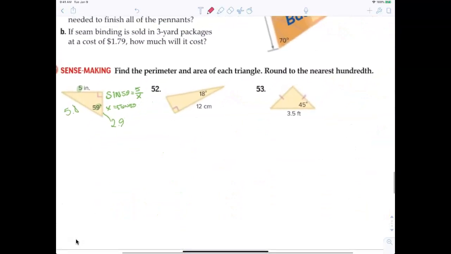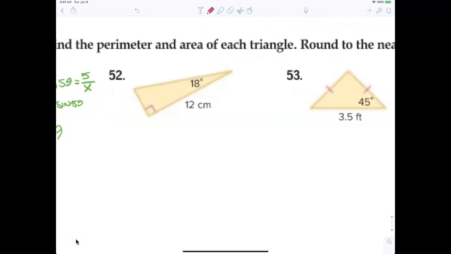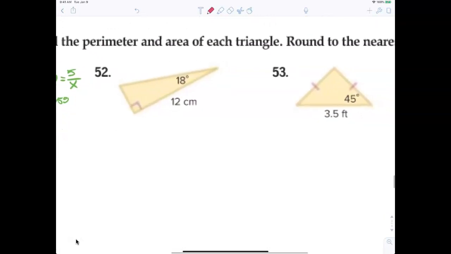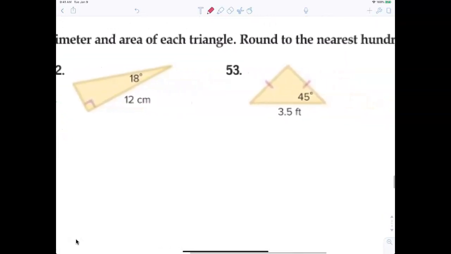Yay, good job. All right, so we're going to find the perimeter. Now, do we understand the perimeter just means what? The distance around the triangle, right? So all we have to do is find all 3 sides. Do you agree with that? All right. So now, wait a minute. I was going to do 52. 53 is really easy.